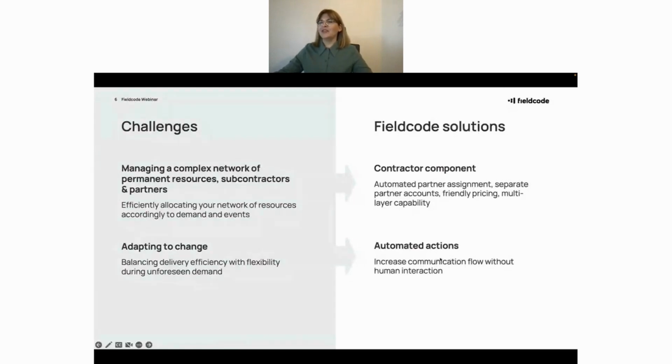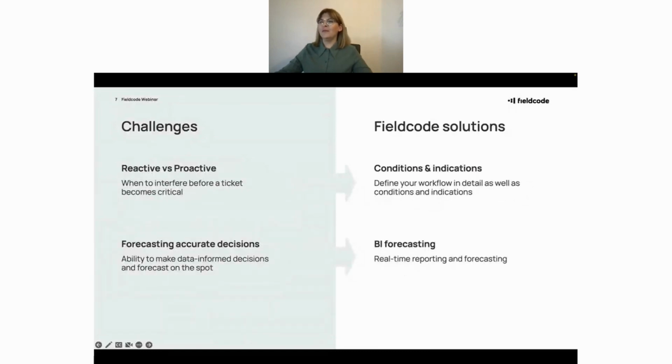The next challenge is to stay productive rather than being reactive. So to spot tickets which are about to run out of SLA before they actually breach the SLA, and to recognize a ticket escalation before you actually receive it. So Fieldcode supports you through our conditions and indications feature. You can define every workflow and every single step in detail. For example, how many minutes you want the respective ticket to be in that step. And Fieldcode will then alert you in the way you need it, per SMS, email, or via an indication in the software.